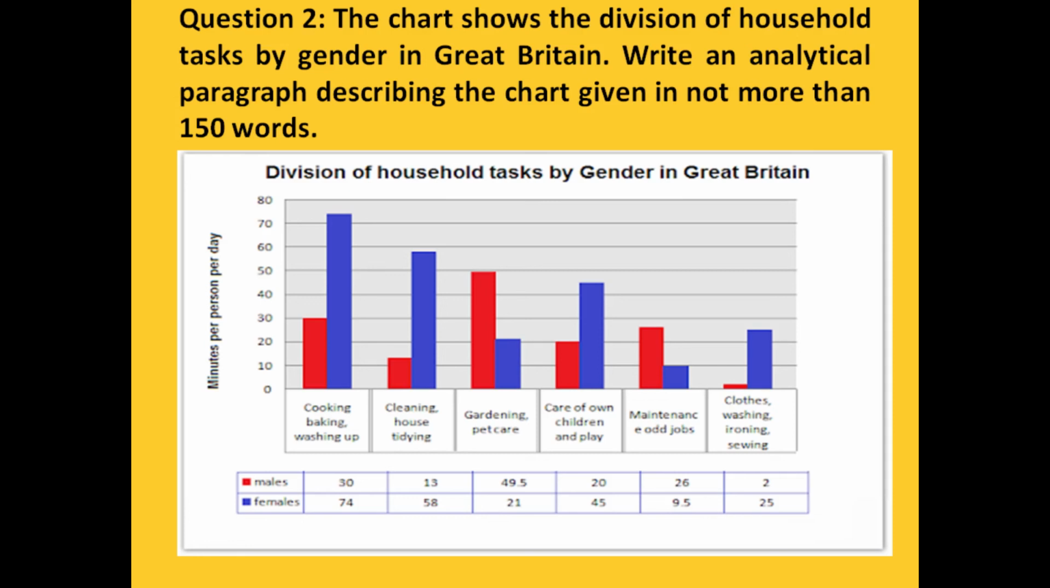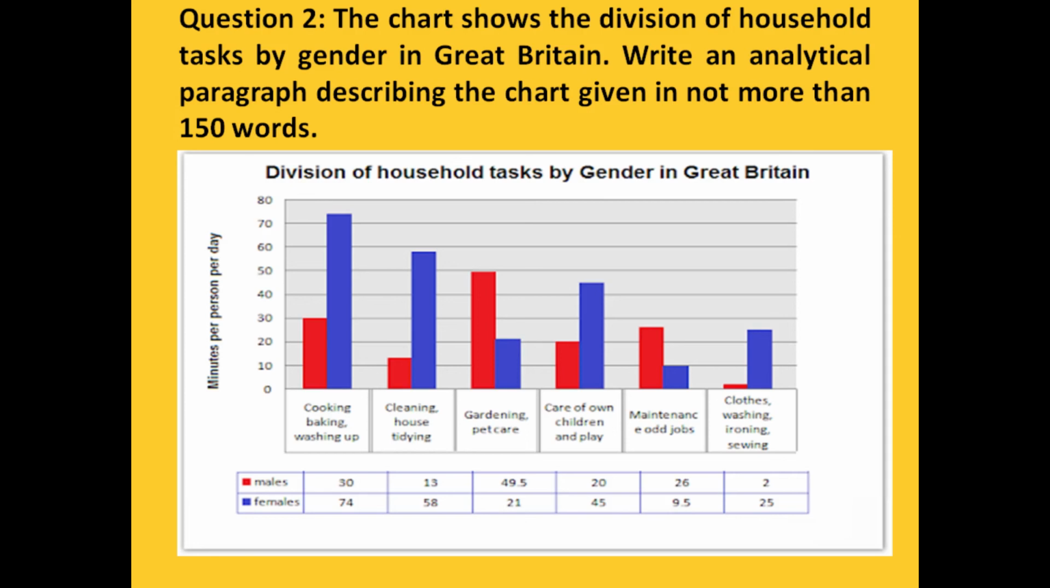So this is the second question. The chart shows the division of household tasks by gender in Great Britain. Write an analytical paragraph describing the chart given in not more than 150 words. So you see how it is given, students. The red bar is showing the male and the blue represents the female. So you can very well understand, you see cooking, baking, washing up, the majority is being taken up by the females.